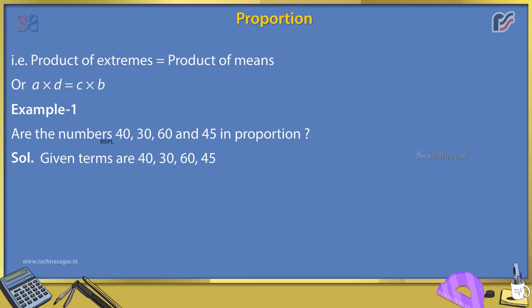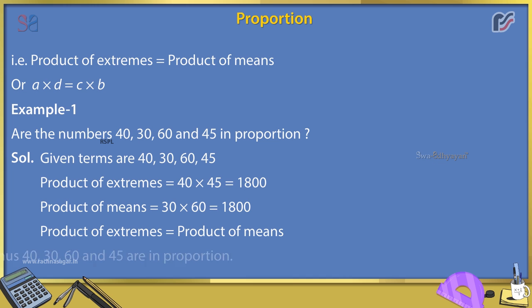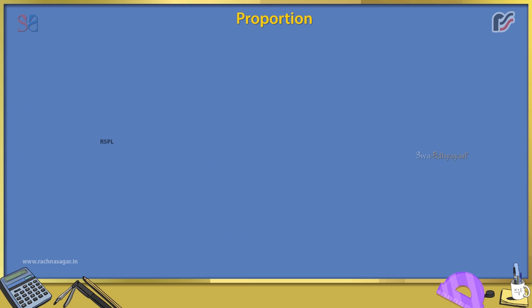Solution. Given terms are 40, 30, 60, 45. Product of extremes is equal to 40 into 45, which is equal to 1800. Product of means is equal to 30 into 60, which is equal to 1800. Product of extremes is equal to product of means. Thus, 40, 30, 60 and 45 are in proportion.